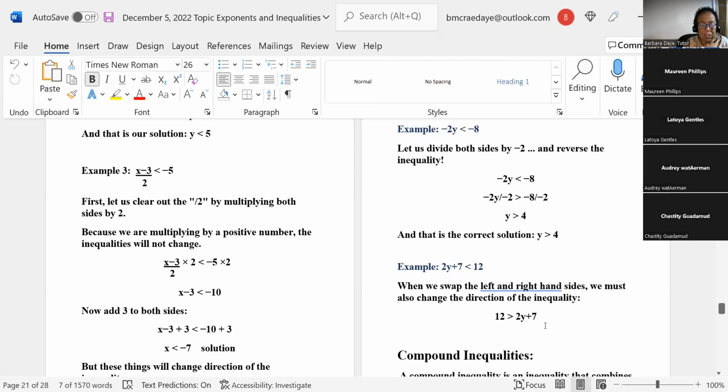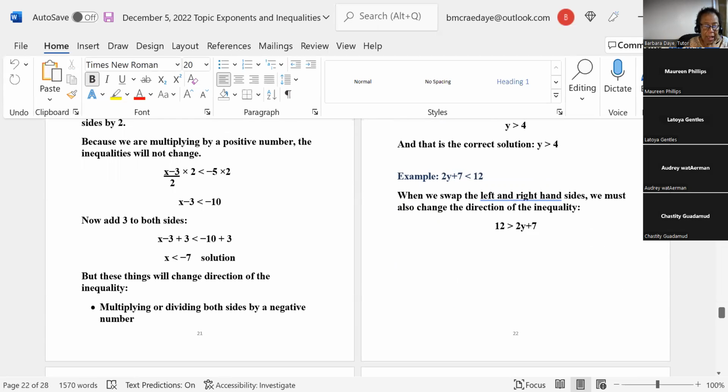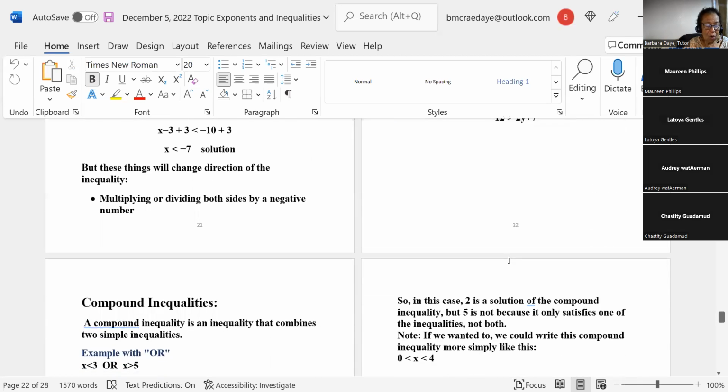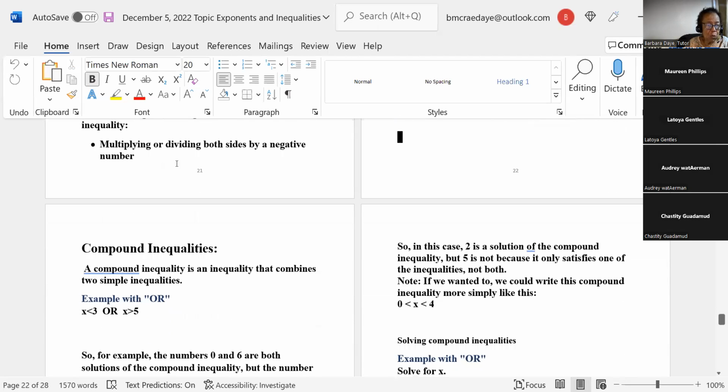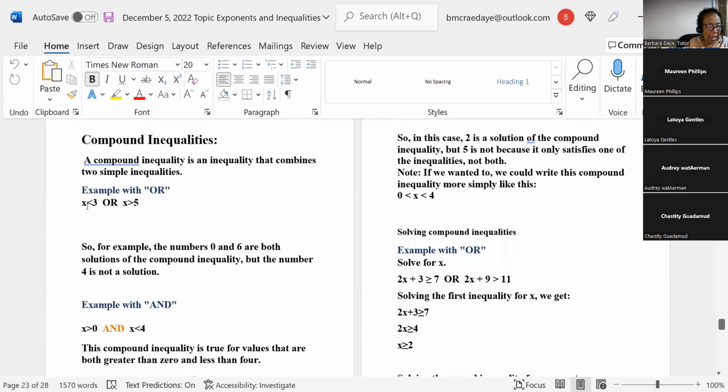But one other thing I just want to mention, and we won't be getting into that until later, is that we have what we call compound inequalities. That means and or or. So you could have two inequalities together, and or you can have or. Okay, so x less than 3 or x greater than 5. That's the or. The and: x greater than 0 and x less than 4.